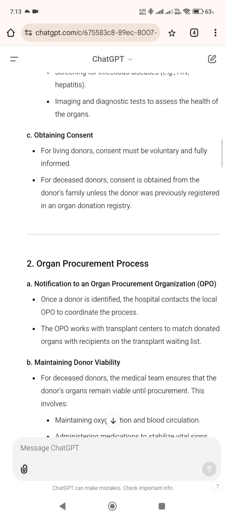C. Obtaining consent. For living donors, consent must be voluntary and fully informed. For deceased donors, consent is obtained from the donor's family unless the donor was previously registered in an organ donation registry.